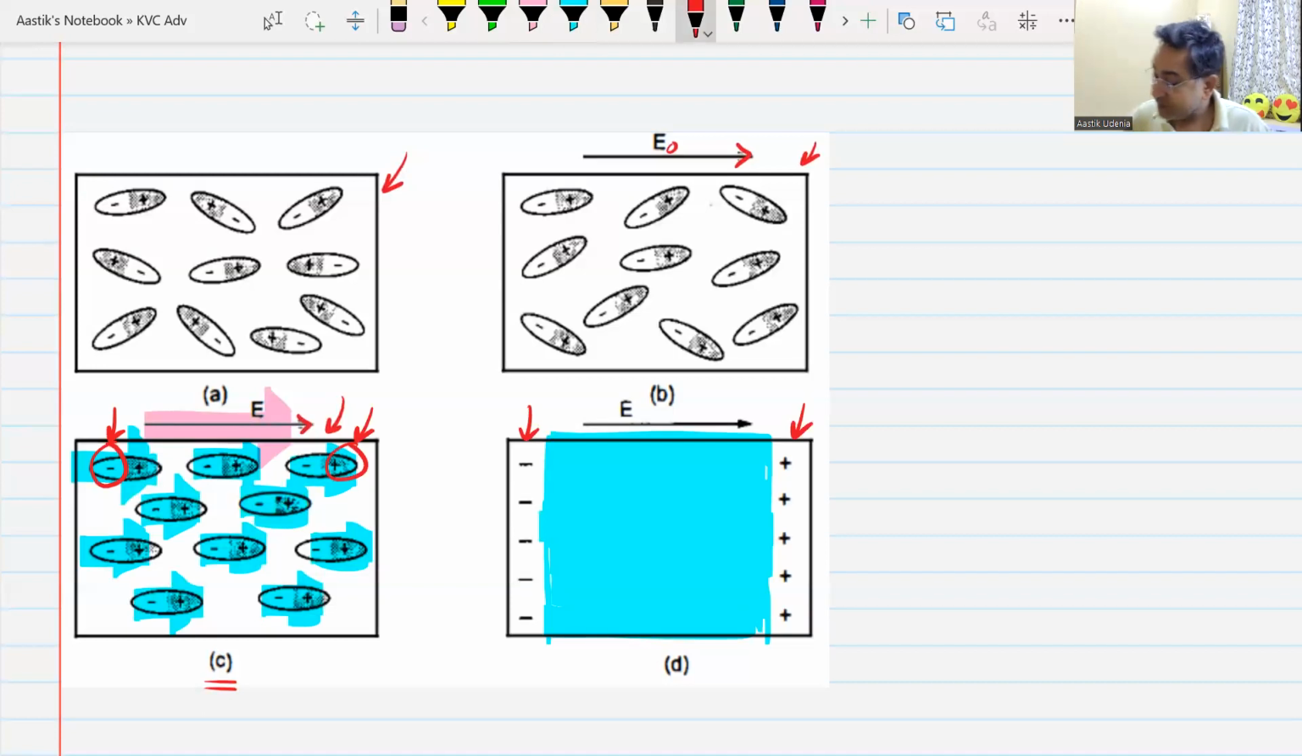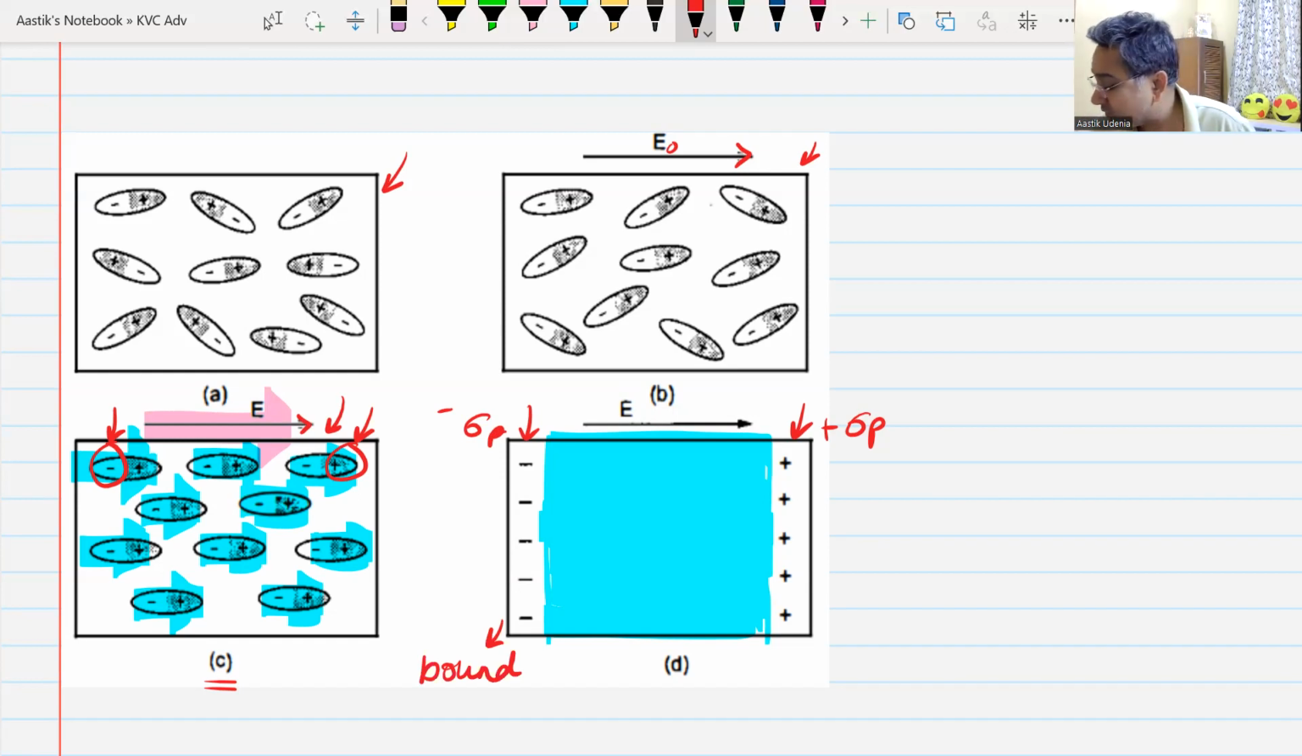But what happens is, this negative charge here and this positive charge on this end will get induced. This is known as sigma negative. This is sigma polarization. This is negative sigma polarization. This is positive sigma polarization. So a charge is induced on the outer surface of the dielectric. This induced charge is known as bound charge. So whenever a dielectric is placed inside an electric field, a charge is induced on the outer surface. Do we understand this? Yes, sir.